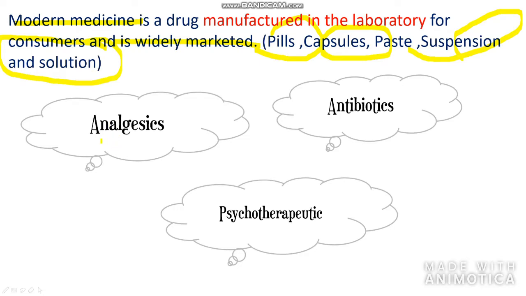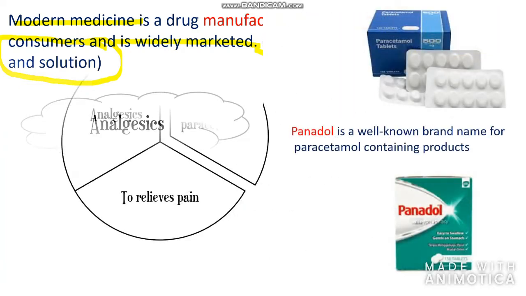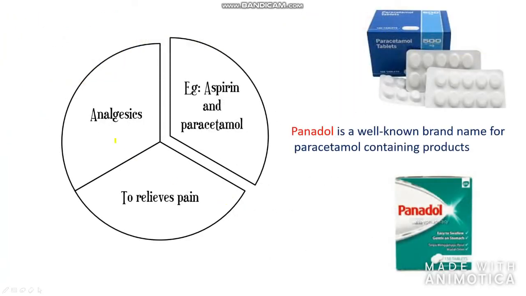Analgesic is used to relieve pain. For example, there are two types of analgesics such as aspirin and also paracetamol. And then next, antibiotic. Antibiotic is used to destroy or prevent the growth of bacteria. The last one is psychotherapeutic. So now let's look at the first type of modern medicine, which is analgesic.